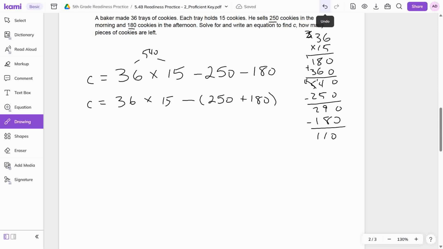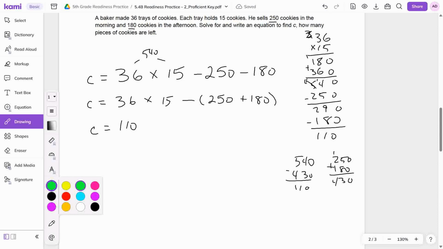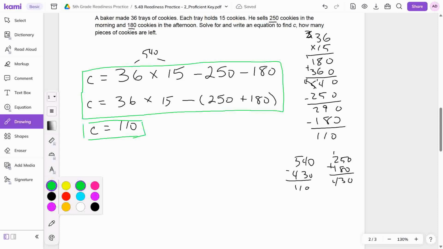Or I could take my 540, and then I also need to take my 250 and 180, add those up, 430, and end up subtracting that, and guess what I get? Same thing. So either of these are correct, and we have 110 cookies left. That's what C is going to equal, 110. So I'm going to put these two together because either of these work, and then here is my answer, C, 110.